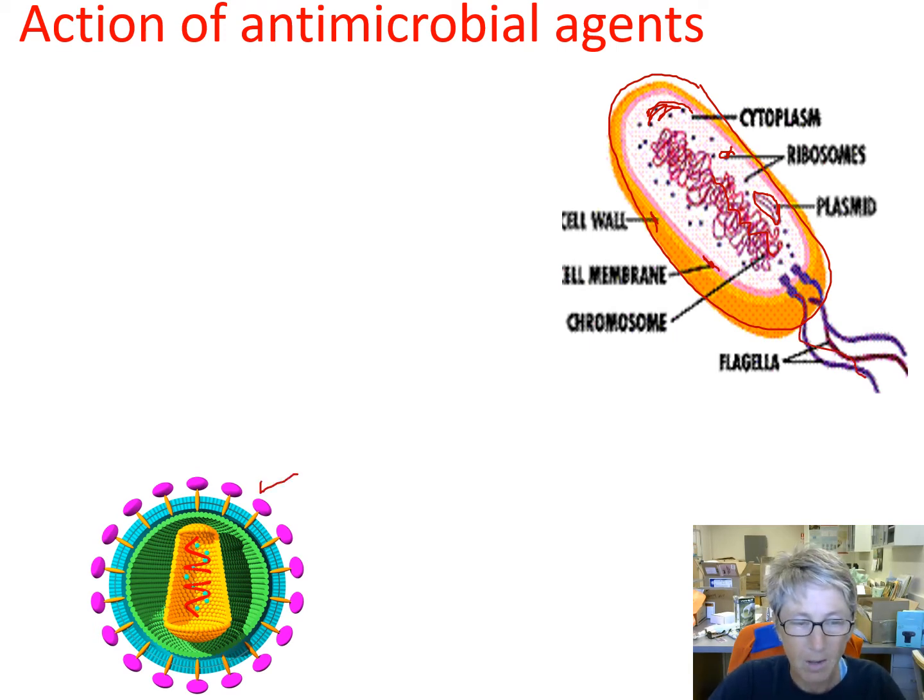And then this little guy down here in the bottom left is a virus. So here's the envelope on the outside, and then the green stuff is the capsid or the tegument, and then this yellow thing would be the nucleocapsid, and then the red stuff is the nucleic acid inside the virus.